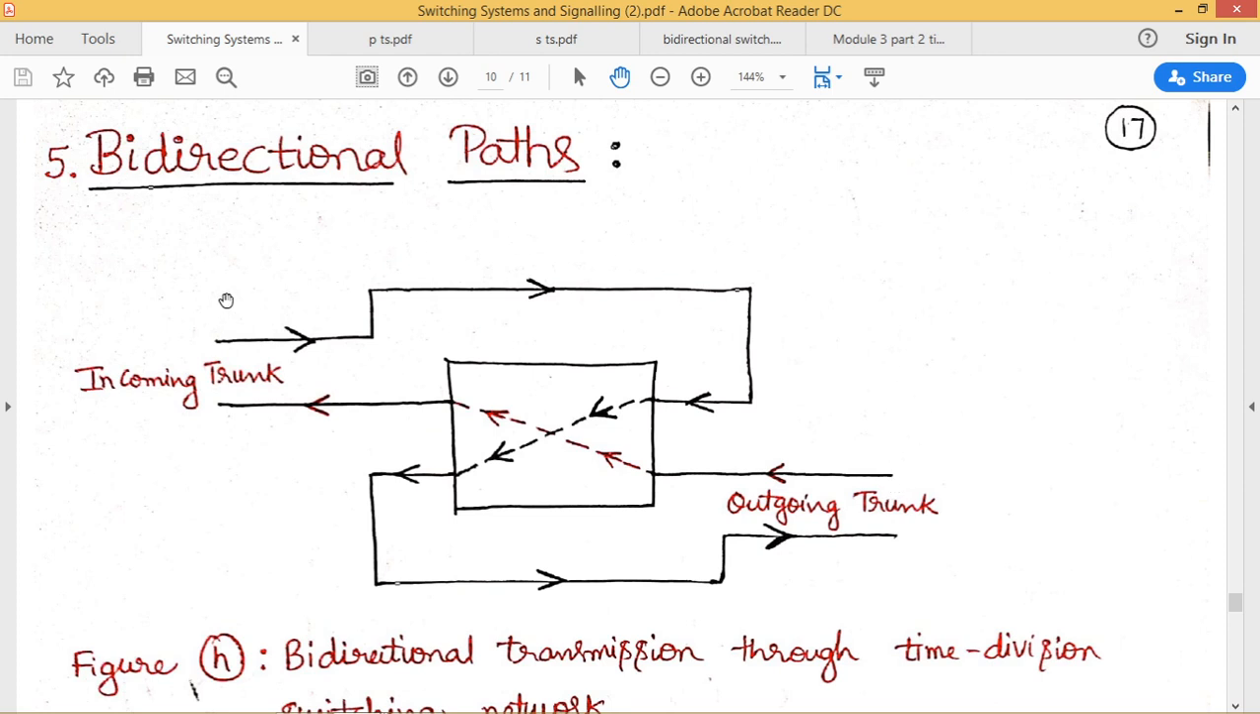But the requirement is, our PCM transmission systems or PCM switching systems want to have communication in both directions. So we need to discuss or design a switching component or switching network which is able to provide communication in both directions.